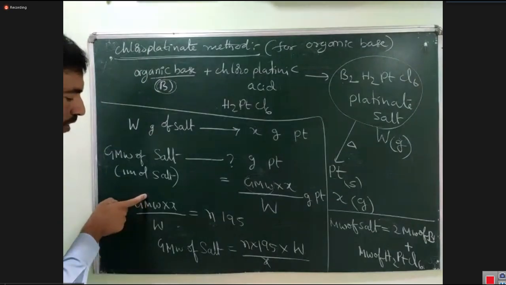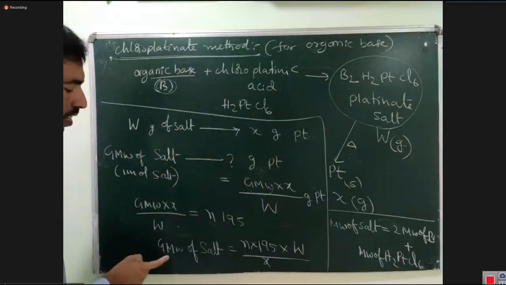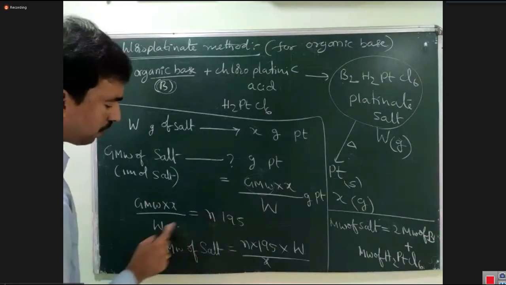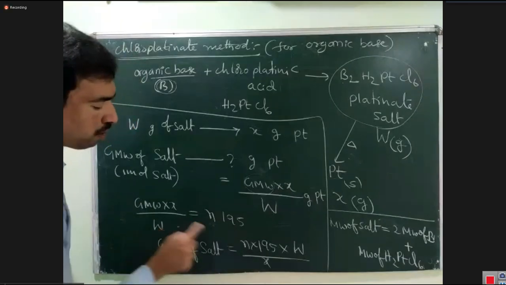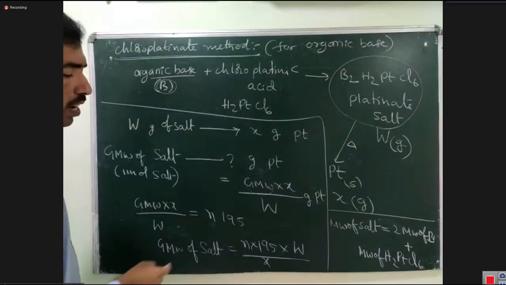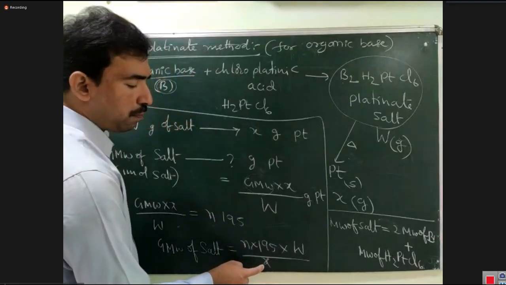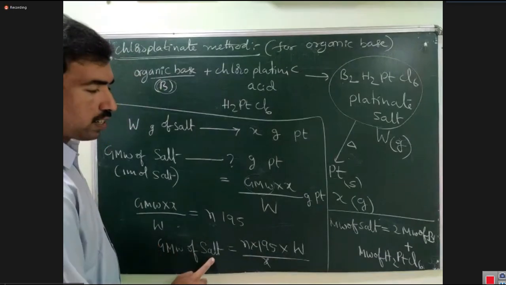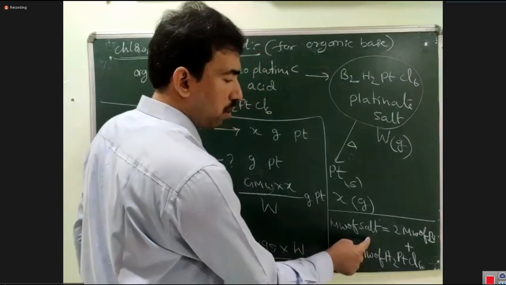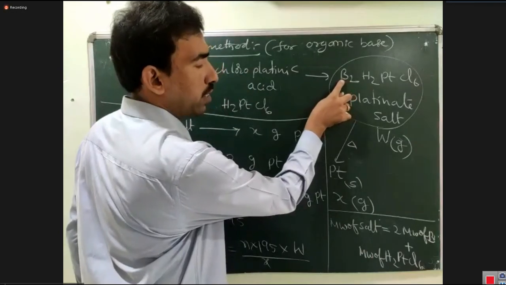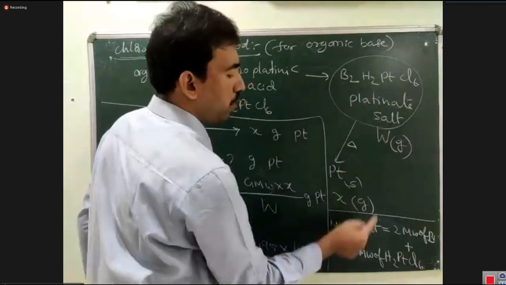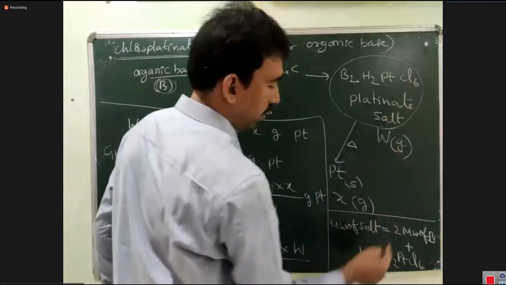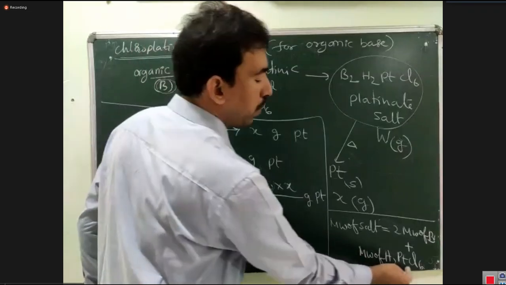Now the gram molecular weight of the salt is equal to n into 195 into W by X. This is the gram molecular weight of the salt obtained from the weight of the platinum obtained and the weight of the salt obtained. So the molecular weight of the salt is equal to 2 into the molecular weight of base plus the molecular weight of H2PtCl6.